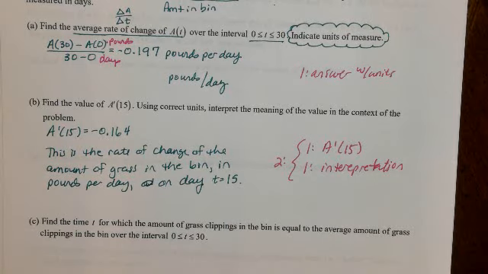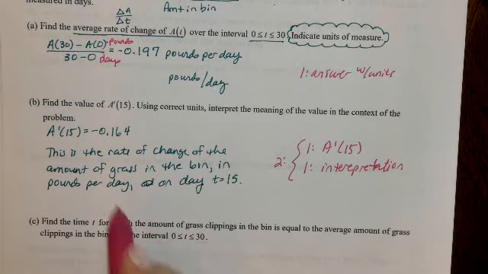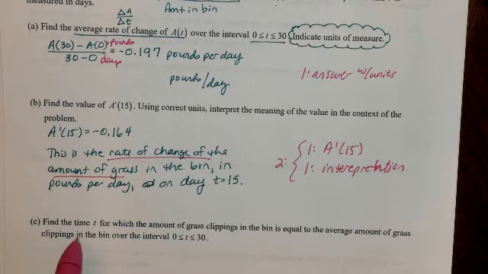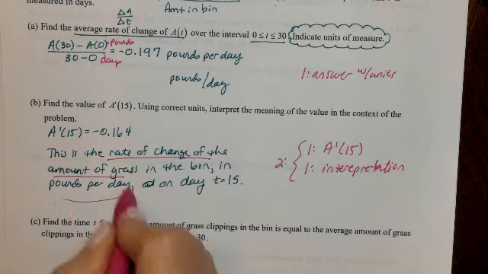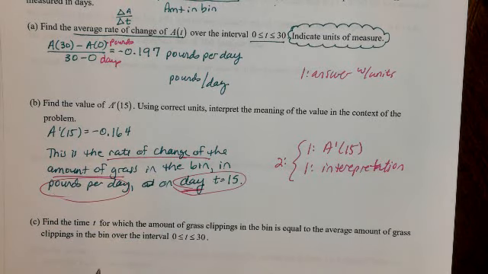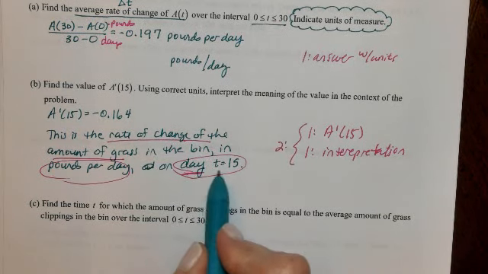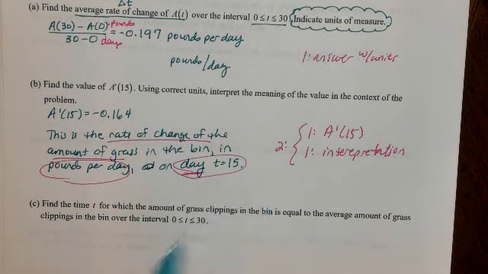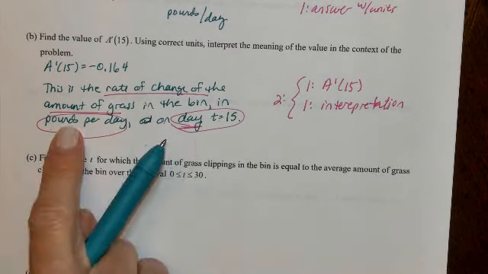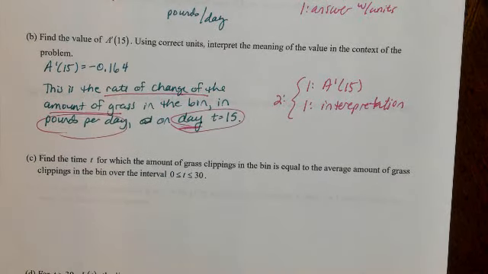So remember, in any interpretation, yes, say what it is. It's the rate of change of the amount of grass. But you also need 2 sets of units, pounds per day and days. It's the units for the time, okay? You could have also said at t equals 15 days, and that would be fine too. But you need days, and you need pounds per day, and you need to say what it is.